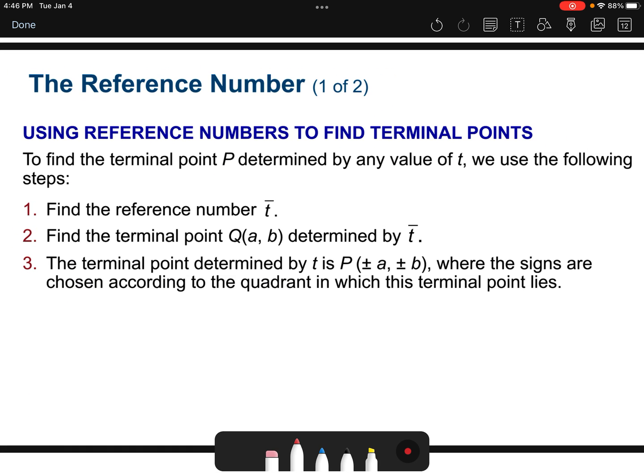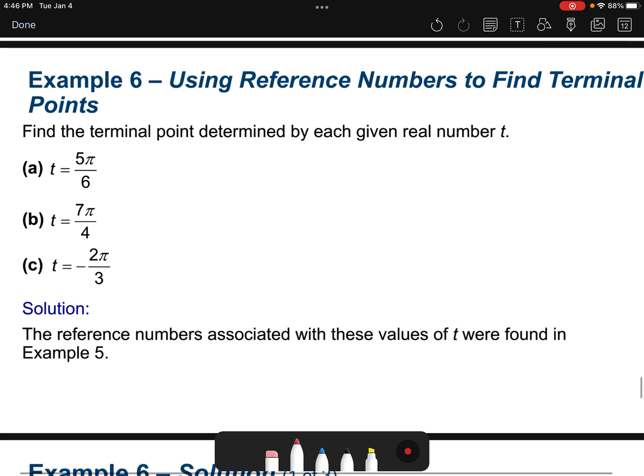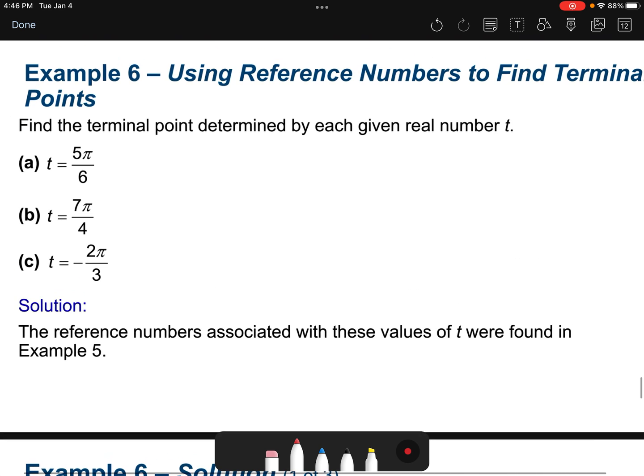Okay, now, using reference numbers to find terminal points. We're going to find the reference number t bar, find the terminal point, and then figure out what A and B are, whether or not they're positive or negative. So this isn't that bad at all. So the first thing it says, find the terminal point by each given real number t. t equal 5 pi over 6.